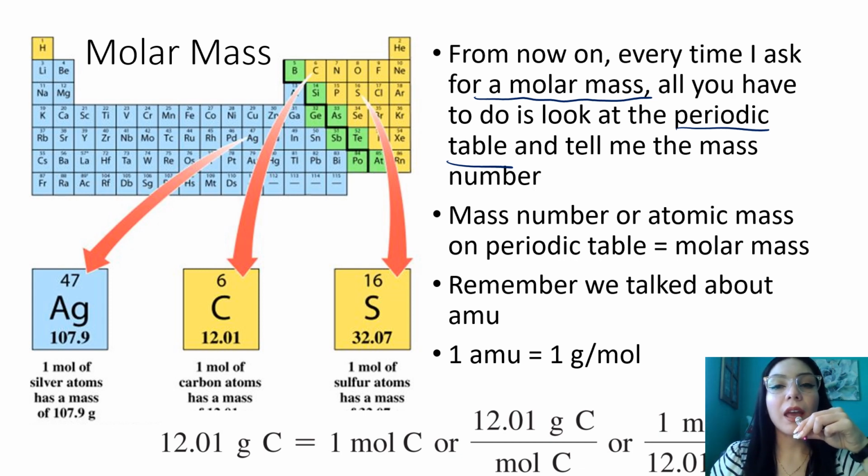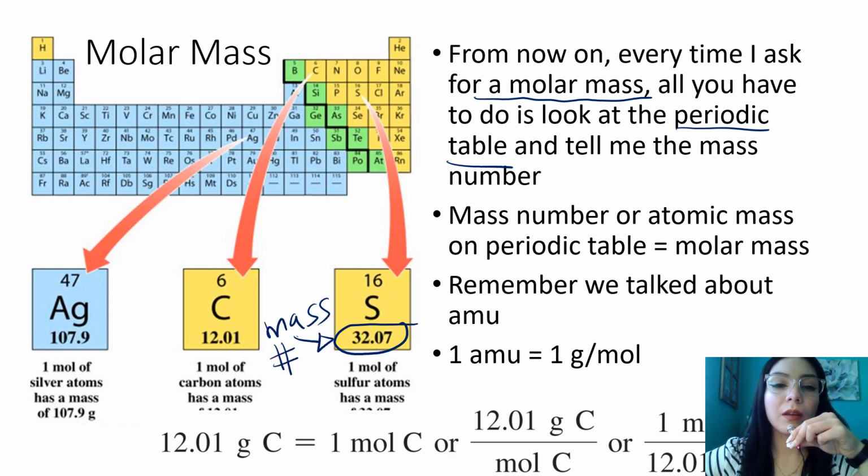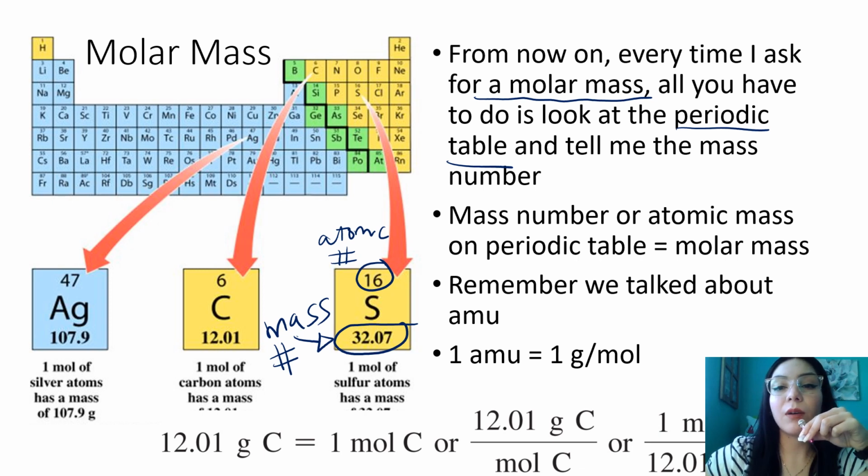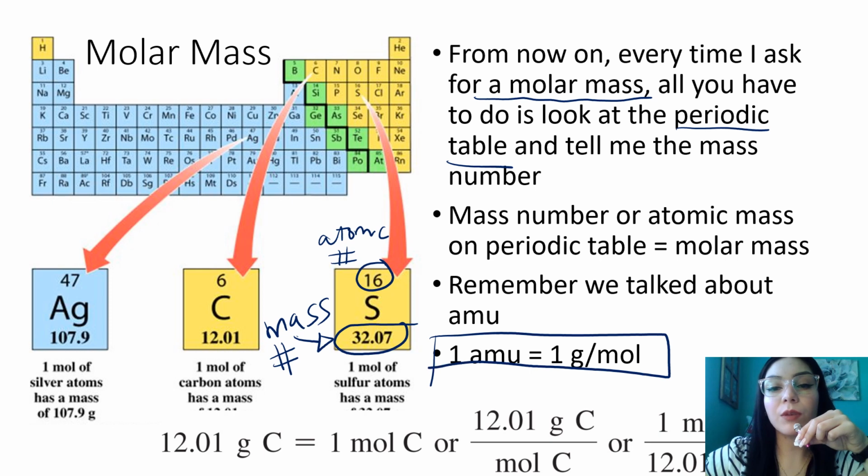And you're going to look at the periodic table and you are going to look at the element and look at this number. We learned it as our mass number, right? But it's also our molar mass. So our atomic mass, our molar mass, same thing. This is our atomic number, right? That's different from our mass. Now, something else you should know is that 1 AMU is equal to the unit of molar mass.